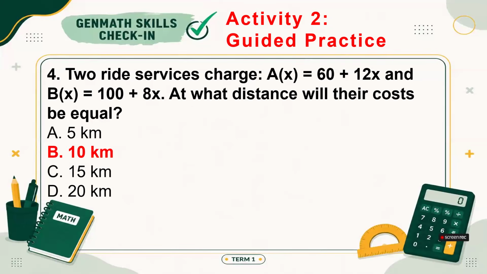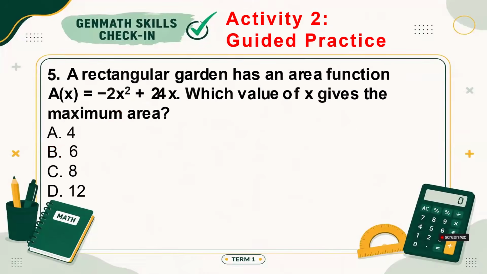Very good. The answer is 10 kilometers. Okay. So therefore, the two services cost the same at 10 kilometers. So definitely the answer is B. So if you see the words same cost or equal, simply set the functions equal. Okay. Let's move now to number 5.